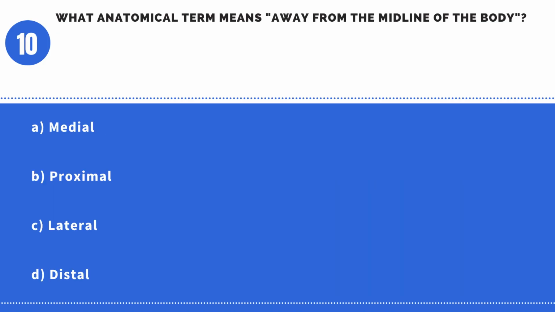Question 10. What anatomical term means away from the midline of the body? A. Medial. B. Proximal. C. Lateral. D. Distal.